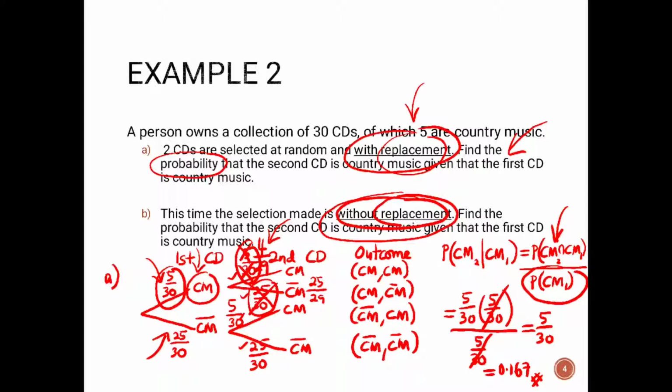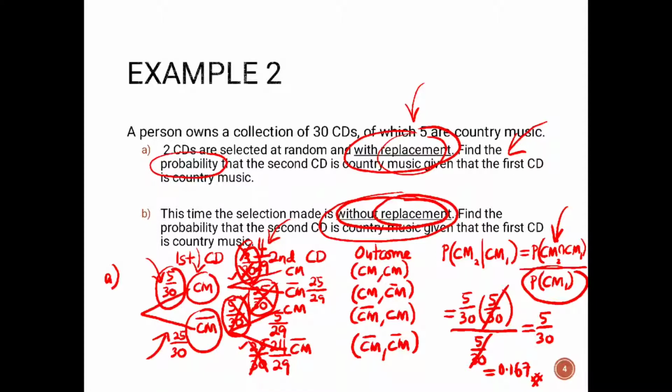Okay, now let's look at this one. Okay, the first selection is non-country music. So that means during second selection, we are left with 24 non-country music over 29. Okay, the same thing here. Since we haven't chosen country music, so we still have 5, but the overall is 29. Okay, so as you can see, the probability value changes to different values.